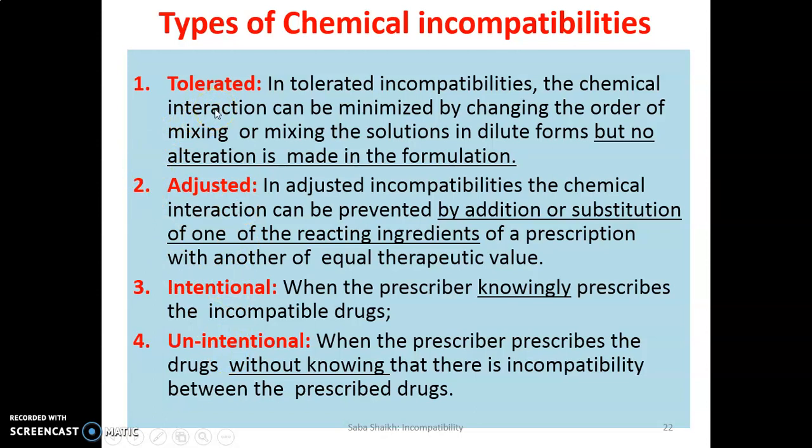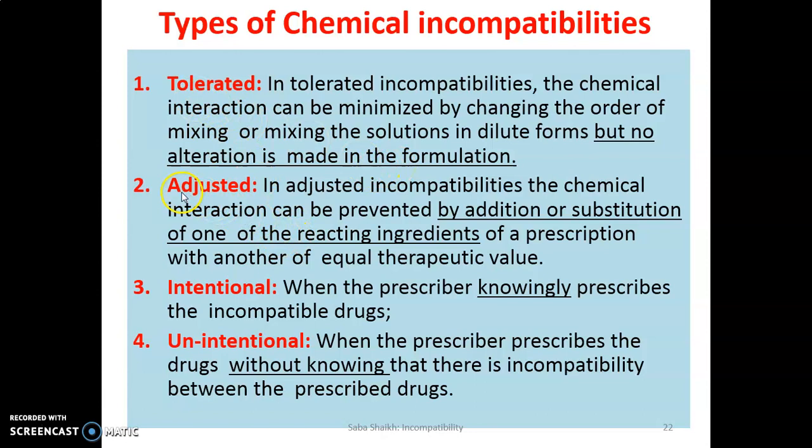What do you mean by tolerated incompatibility? In tolerated incompatibilities, the chemical interaction can be minimized by changing the order of mixing or mixing the solutions in dilute form. This is important. We can use the dilute forms, but no alteration can be made in the formulation. That is called tolerated.